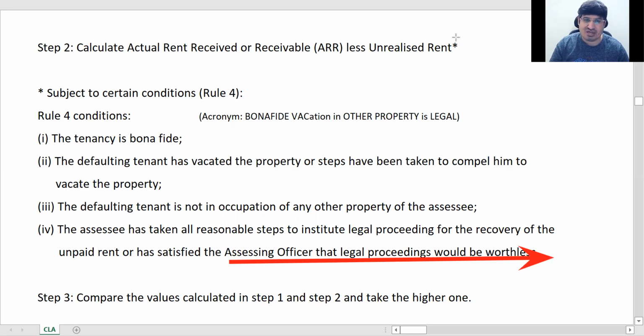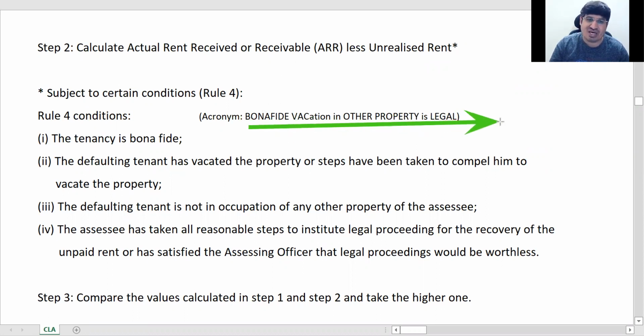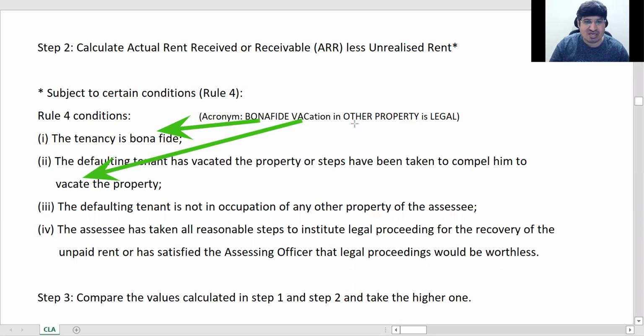ये मतलब है फिफ्थ पॉइंट. ओके. तो यहाँ पे चलिए एक एक्रोनिम आपको याद रखने के लिए, ये थियरी में भी बहुत पूछा जाता है. ये 4 पॉइंट्स आपको रटना नहीं है, अपने मन से लिखते आना चाहिए आपको. तो आपके लिए एक्रोनिम क्या है? बोनाफाइड वेकेशन इन अदर प्रॉपर्टी इज लीगल. याद रखना, बोनाफाइड वेकेशन इन अदर प्रॉपर्टी इज लीगल. ठीक है, मेमोरी टेक्निक है, इसका खुद से कोई वजूद नहीं है. सो बोनाफाइड टेनेंसी इज बोनाफाइड, वेकेशन का VAC, ओके, ये वेकेट द प्रॉपर्टी. और ये जो है अदर प्रॉपर्टी है, ये दोनों. ठीक है, लीगल प्रोसीडिंग्स का लीगल.